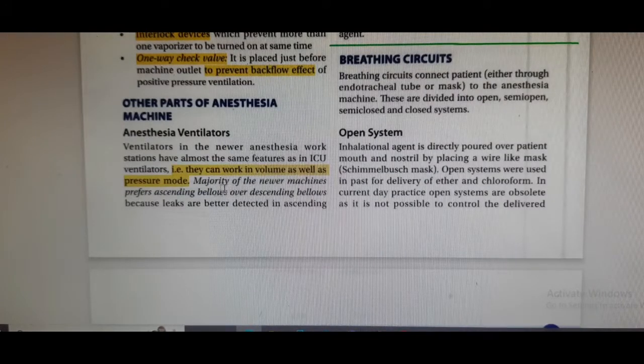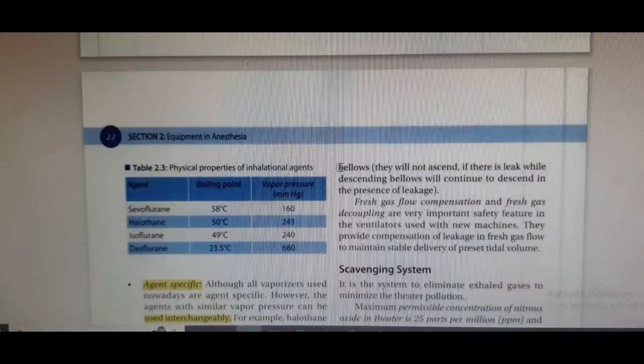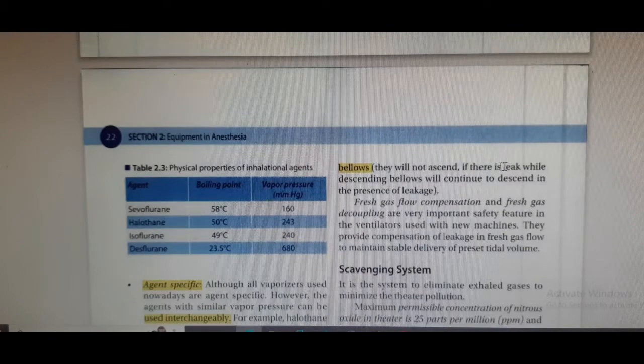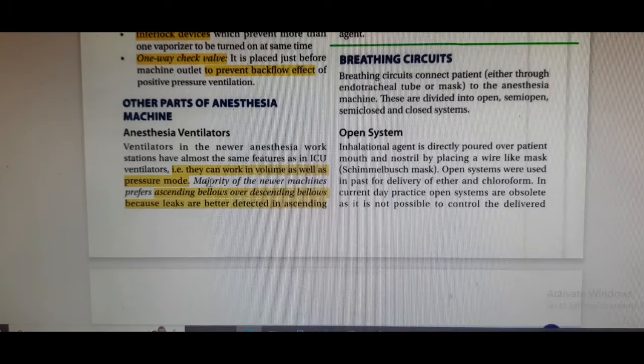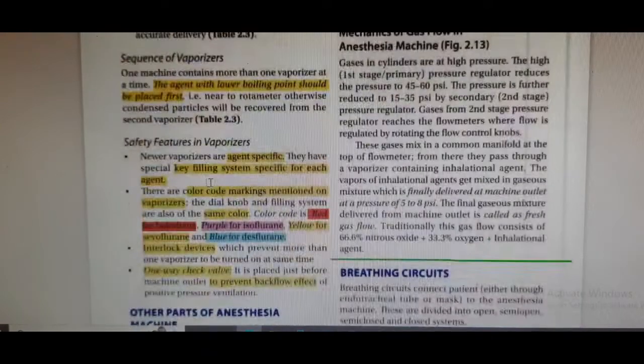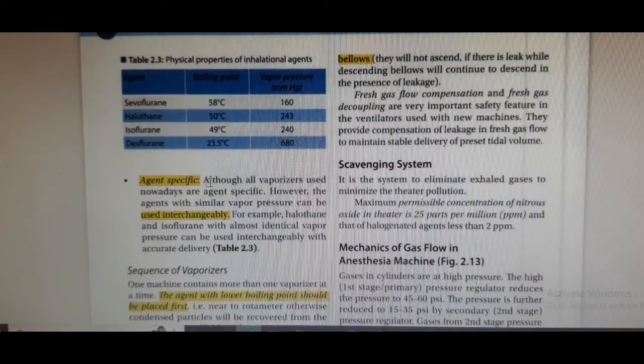So the majority of newer machines prefer ascending bellows over descending bellows because leaks are better detected in ascending bellows. They will not ascend if there is a leak, while descending bellows will continue to descend in the presence of leakage. So the ventilators being adopted in anesthesia machines are of the ascending bellows type because they can detect leaks much faster. That is one major advantage of having ascending bellows.